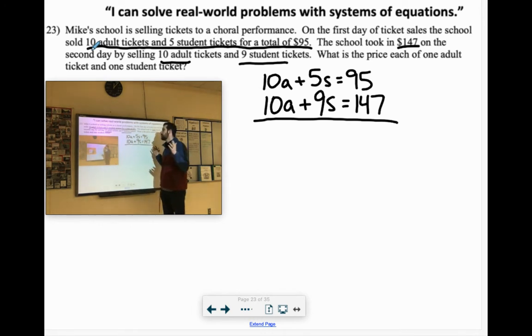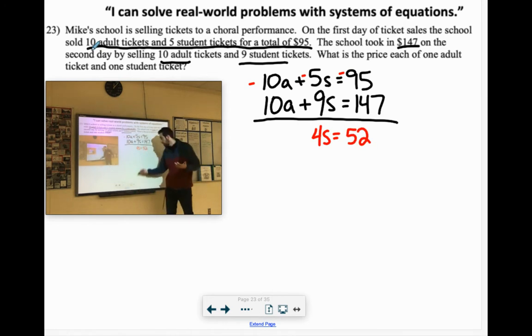So we could flip either line. I'm going to flip the top line. Negative 10A, negative 5S, negative 95. So 10A minus 10A, nothing. 9S minus 5S is 4S. And 147 minus 95, 52.